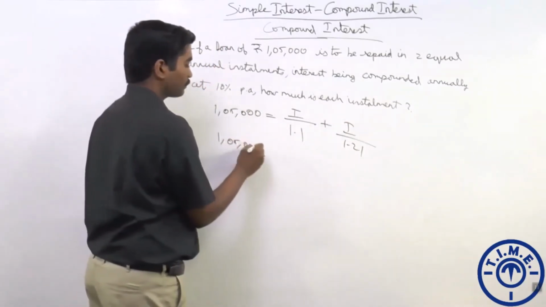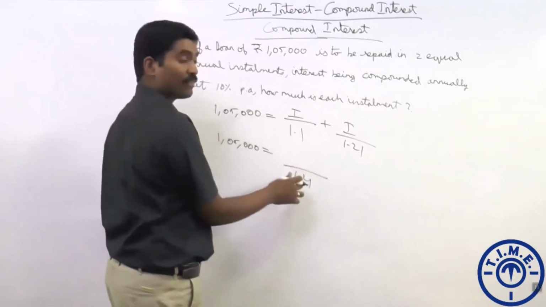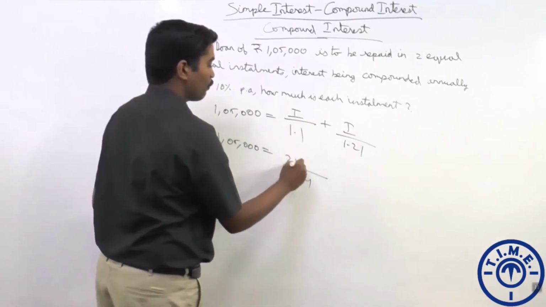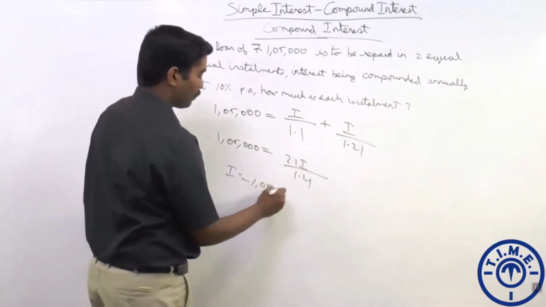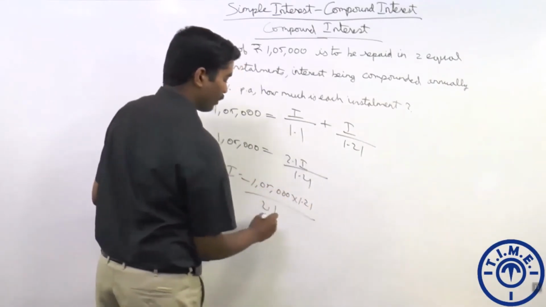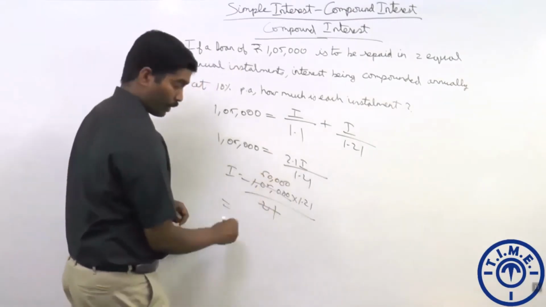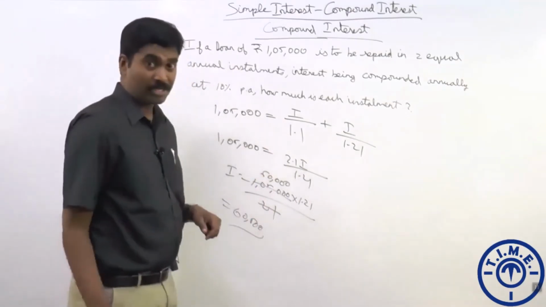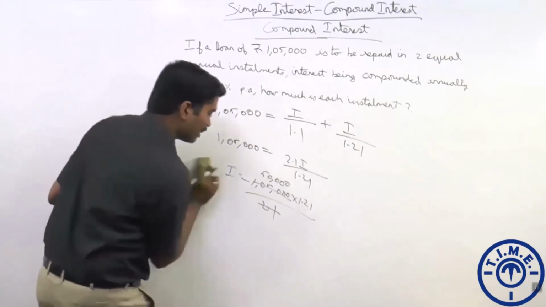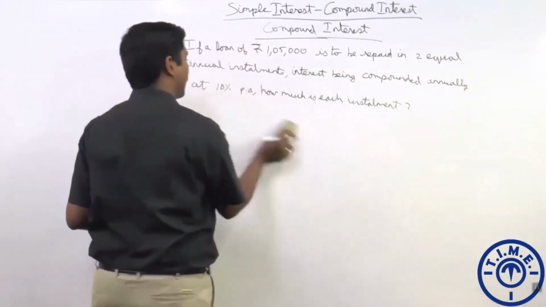Now, 1,05,000 is equal to, when I take the denominator 1.21, 1.1 into 1.1, that's 1.1 I plus I, which is 2.1 I. I is equal to 1,05,000 into 1.21 divided by 2.1. This is 50,000, and 50,000 into 1.21 is 60,500. As you can see, we got exactly the same answer. But the utility of this method is, while calculating EMIs for many months, this method becomes a lot more useful.